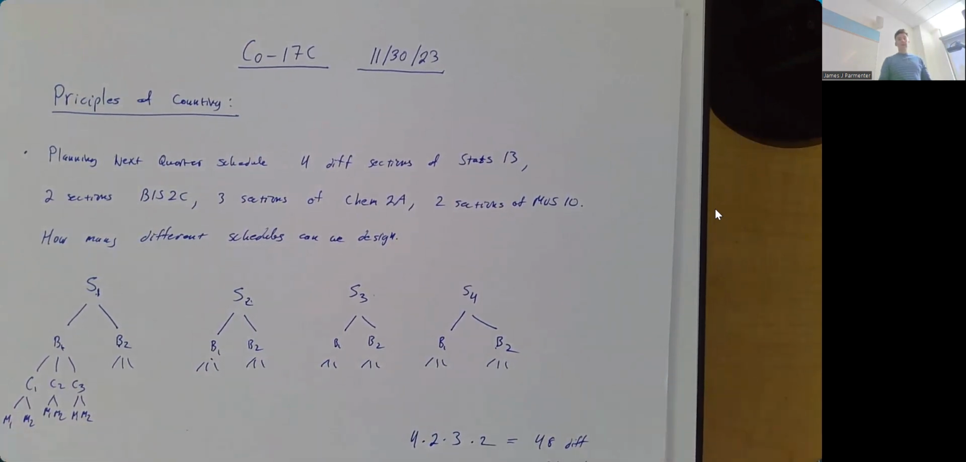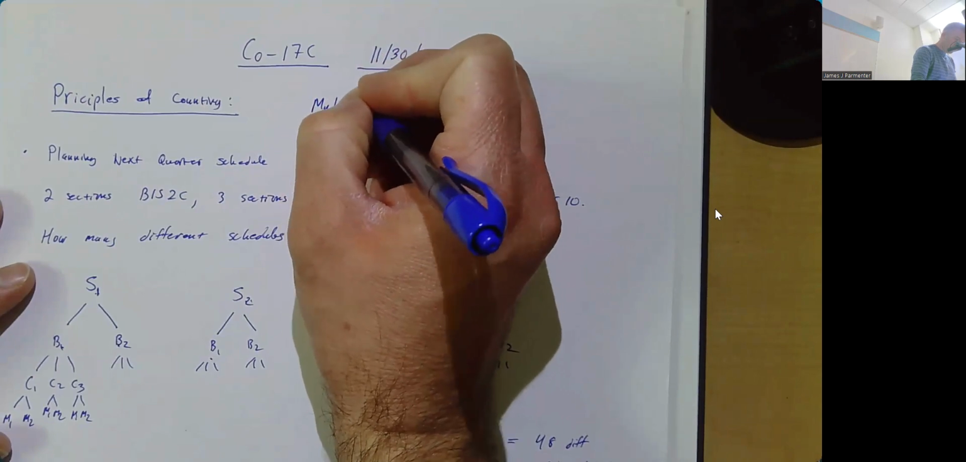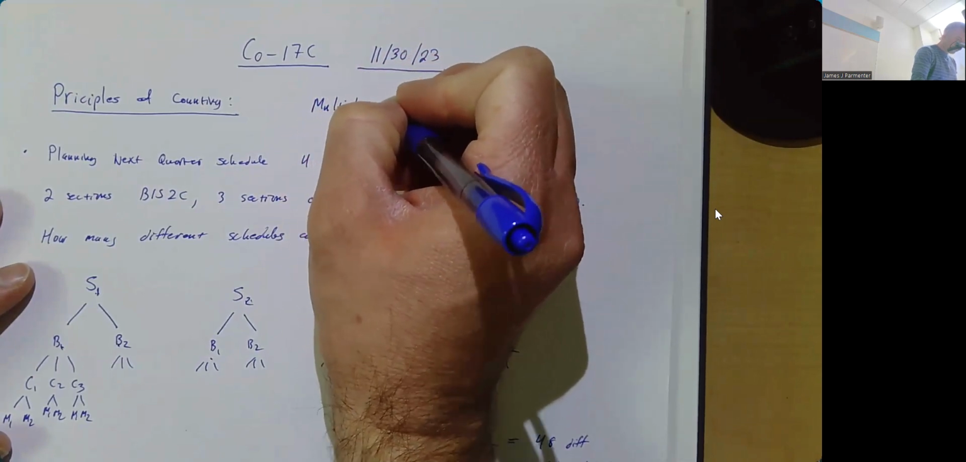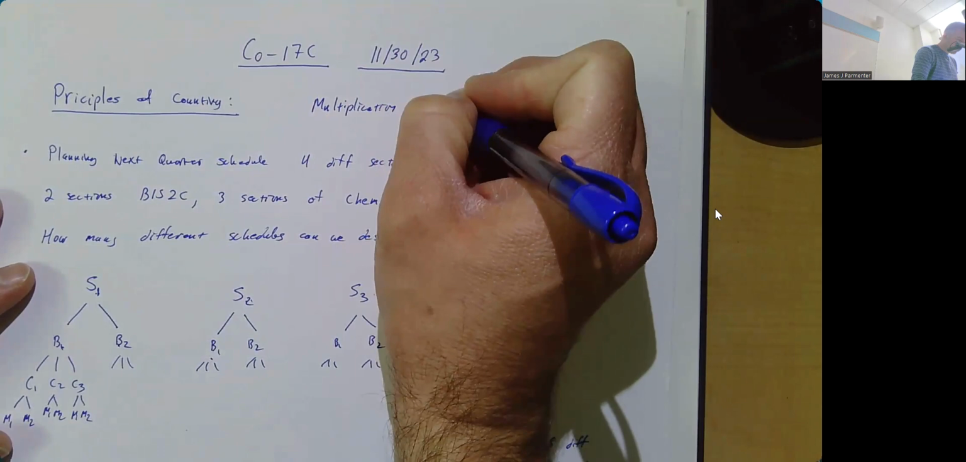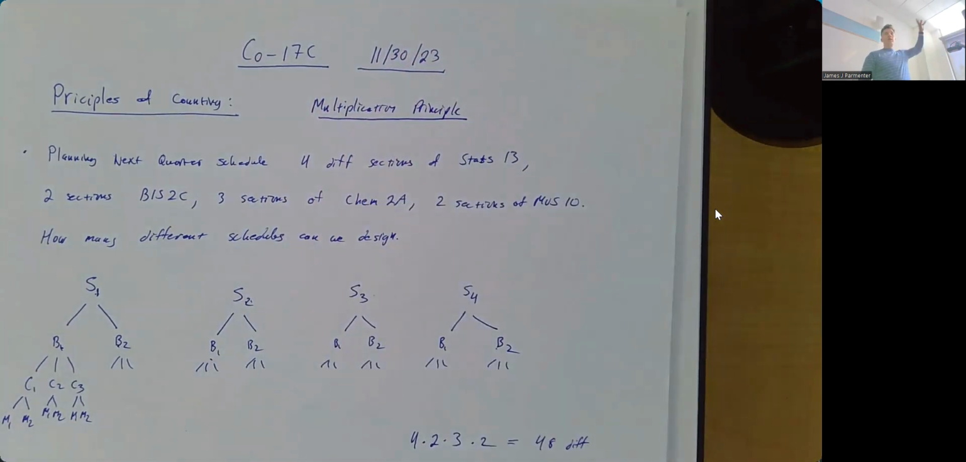And this is an example of the multiplication principle. I should have written that on the top. Sorry, I thought I wrote it when I was saying it, but I didn't. This is the multiplication principle. Essentially, if you want to have one of these things and one of these things and one of these things and one of these things, we kind of multiply all those possibilities together to get the total number of possibilities.